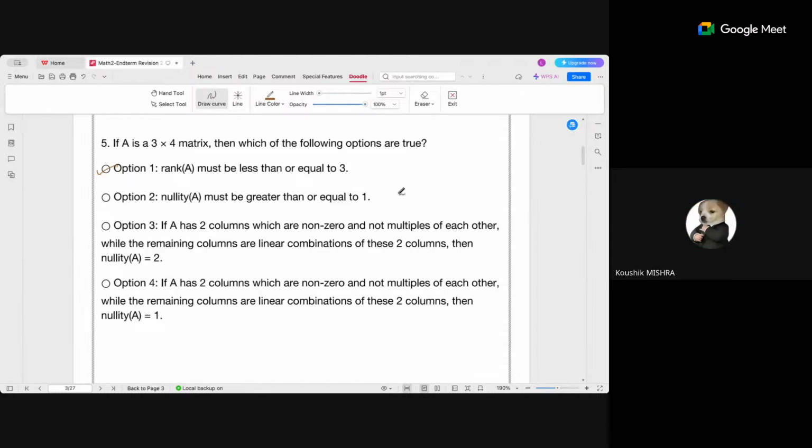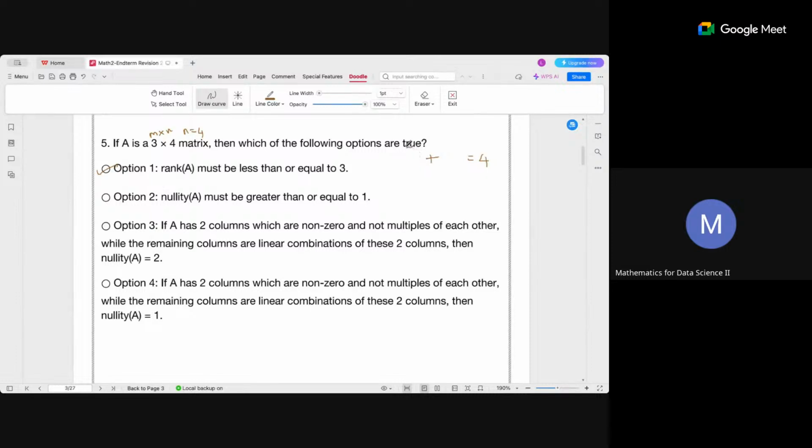Number of columns is equal to 4. See, here you are having an m by n matrix where n is equal to 4, right? So you know that rank must be less than or equal to 3. So here, this side you have 4.